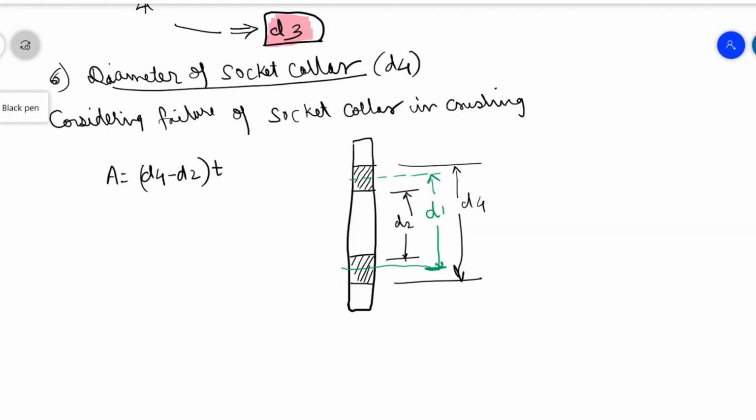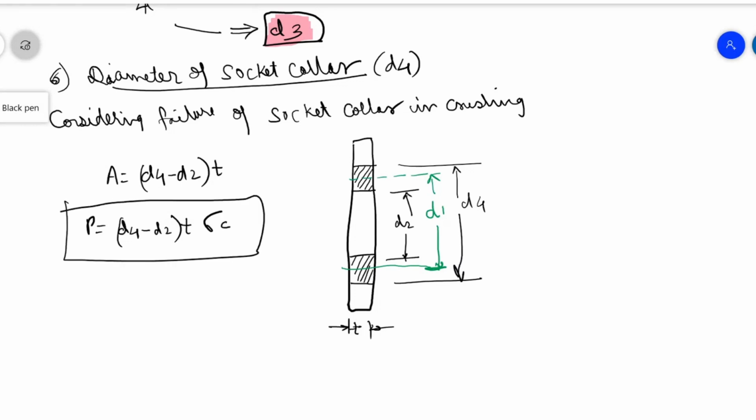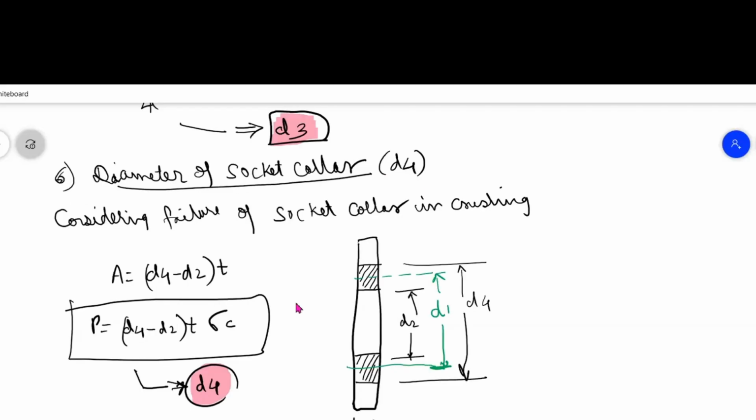T is the thickness. So I can write the formula P equal to D4 minus D2 into T into sigma C. This is the formula, and from this formula I will get the value of D4. So till here we have found all the diameters. Now we will find the A, B, C and T1 values.